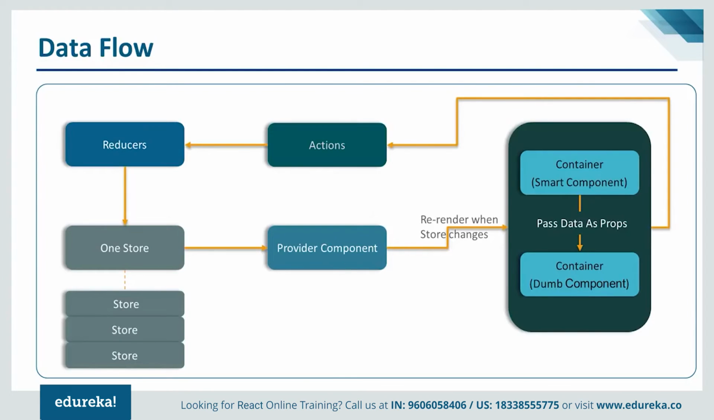This is the flow diagram of the Redux application. This application has all the components which we discussed just now: the actions, the components, the provider components. Then there are two types of components, the smart components and the dumb components. The smart components are sending data to the dumb components. And then we have one store. Then we have the reducer. So this is how data flows in Redux.